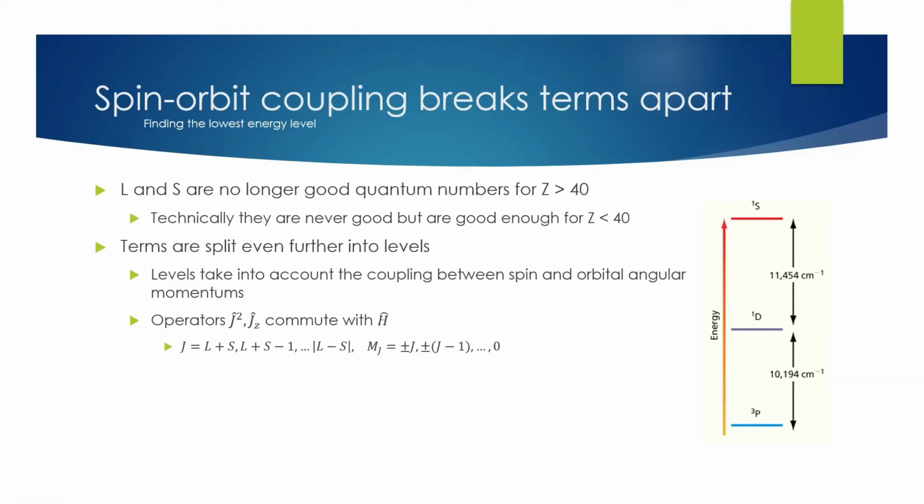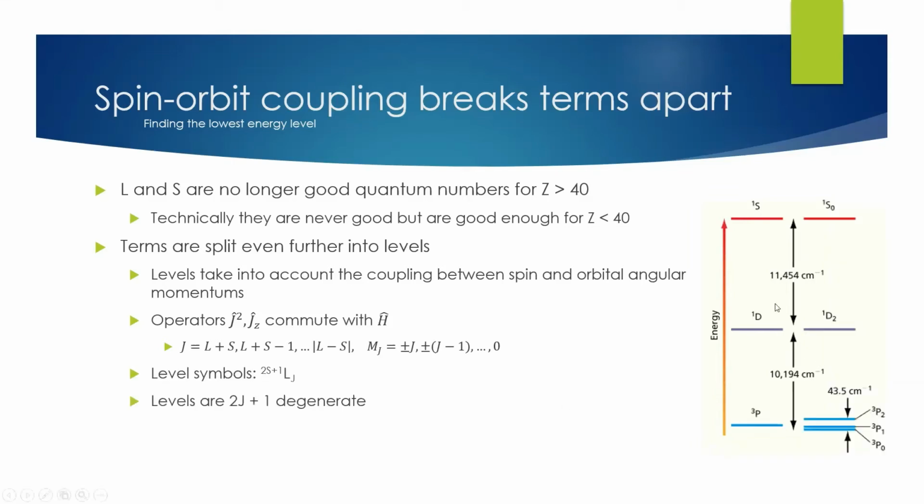And we can split these terms up. So in this case, the way we would write these symbols is 2S plus 1, L, J. So our 3P term here becomes a 3P2, 3P1, and 3P0 term. And our 1S and 1D terms, since S is equal to 0, there's only one level associated with each of them, but that would become what L is. So we have a 1S0 level and a 1D2 level, but there's only one level because our quantum number, capital S, is equal to 0 for both of those.